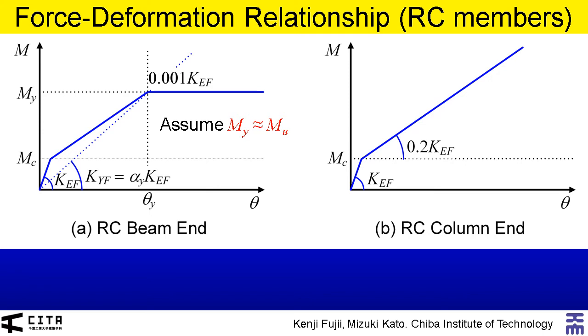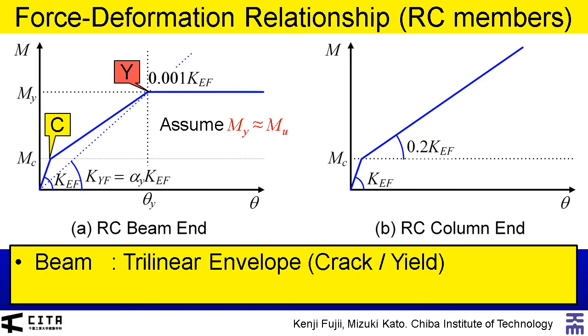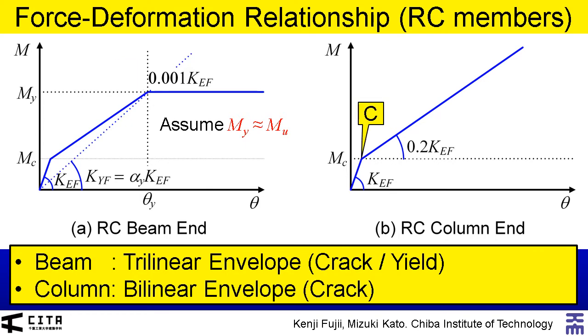Here shows the envelope of force deformation relationship of the nonlinear flexural spring of RC members. For the beam ends, the envelope is modeled as trilinear curve considering stiffness degradation due to crack and yielding of the sections. While for the column ends, the envelope is modeled as bilinear curve considering only the stiffness degradation due to crack of the sections.